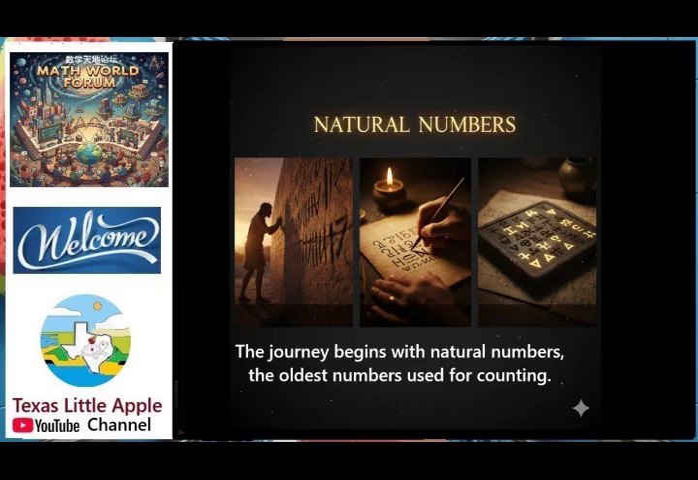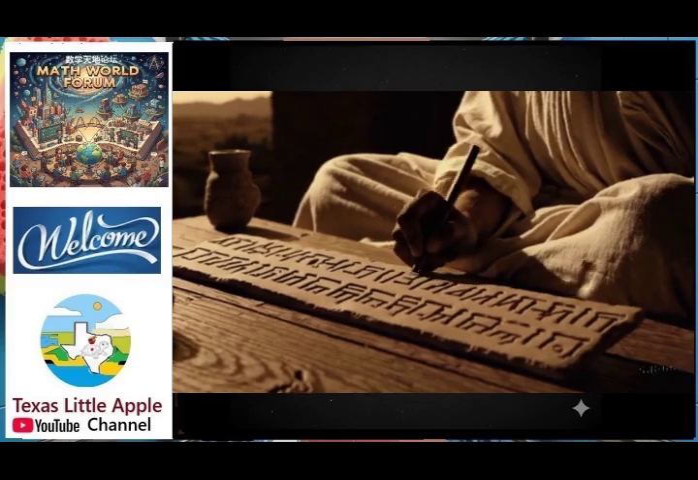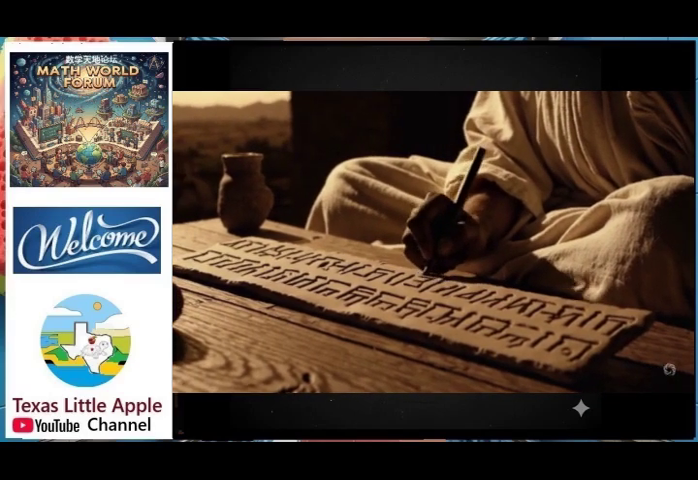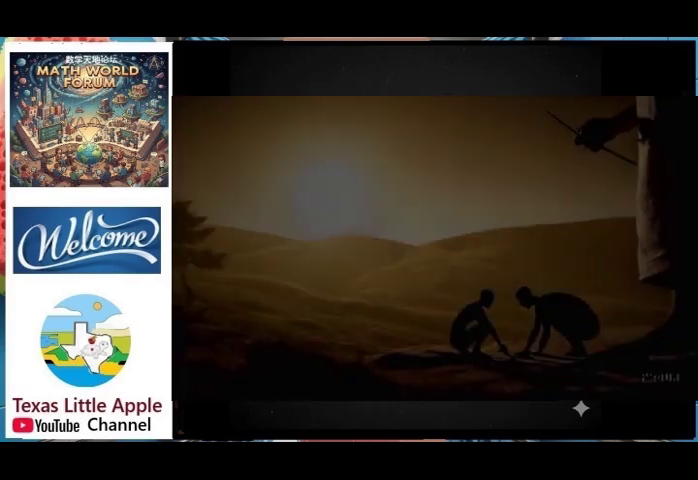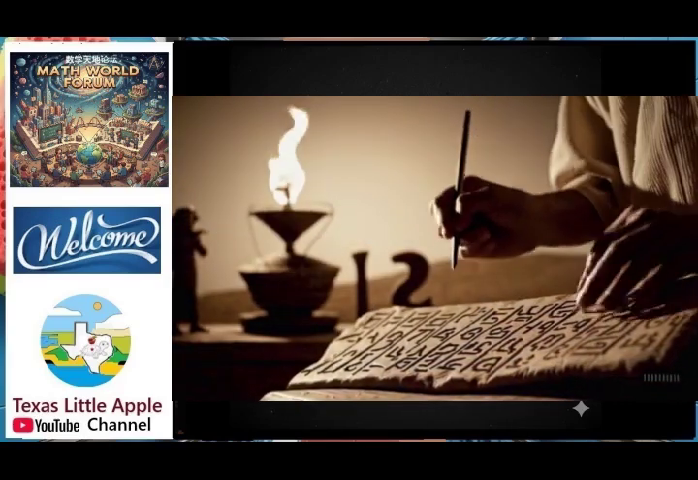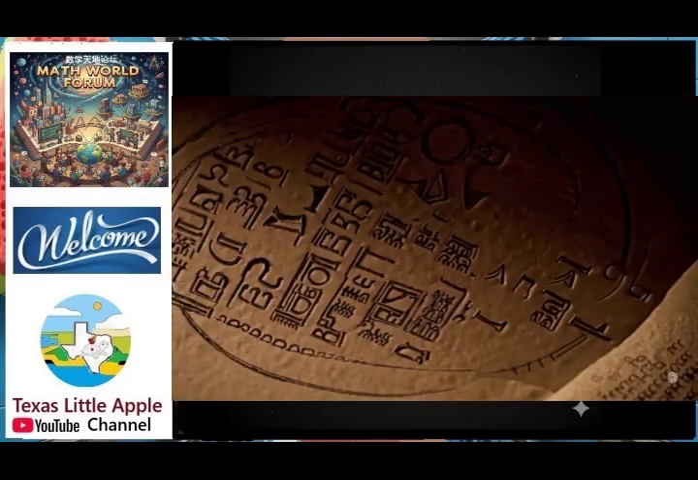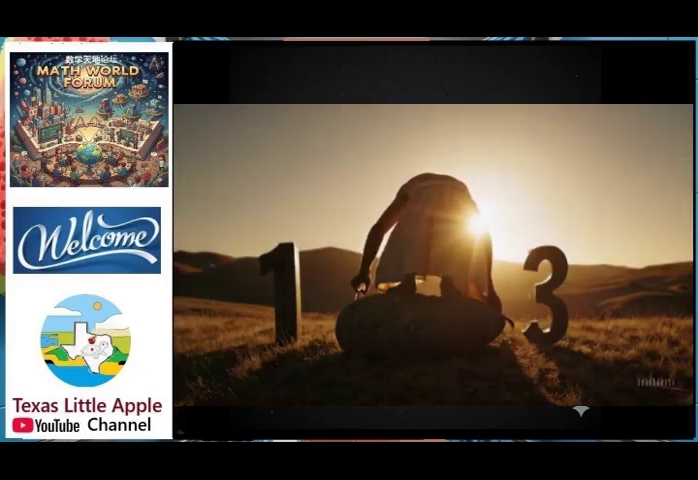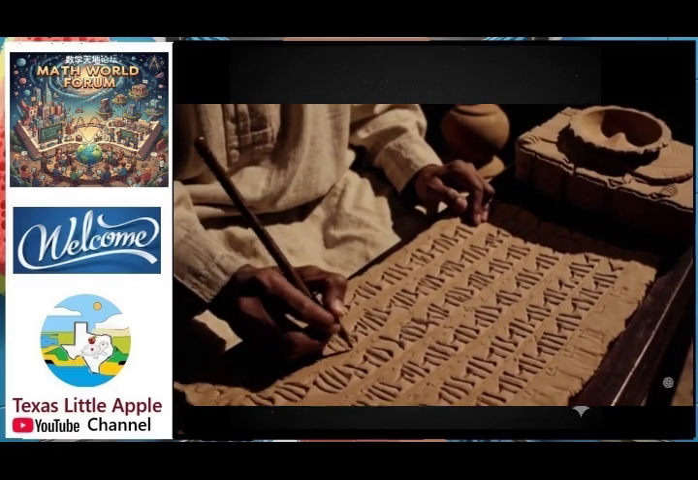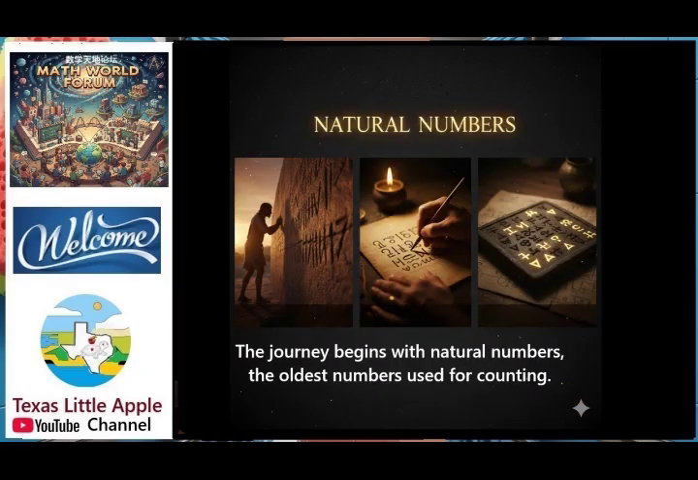Our story begins with the earliest tool that humans invented for mathematics, natural numbers. Civilizations used them for counting sheep, measuring grain, and tracking days. 1, 2, 3, 4, and so on. Simple, universal, but only the beginning.